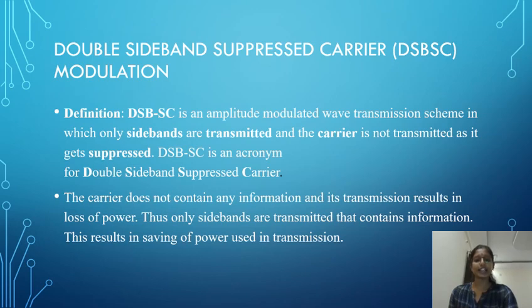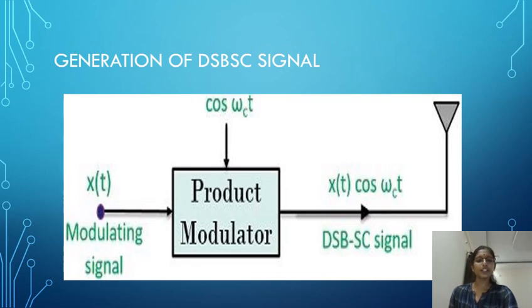Then how is this DSBSC signal generated? We use modulating signal x of t, and here is cos omega c t, and here we have a modulator, a product modulator, then x of t cos omega c t. This is a DSBSC signal and this is the expression for the DSBSC signal, which we see at the output. From the modulating signal and the product modulator we get the DSBSC signal.